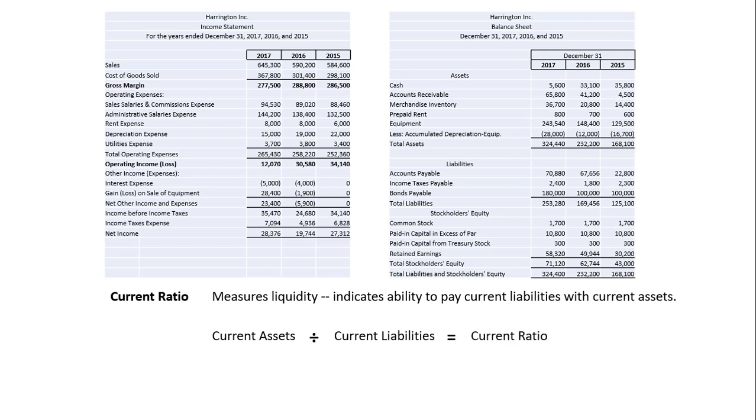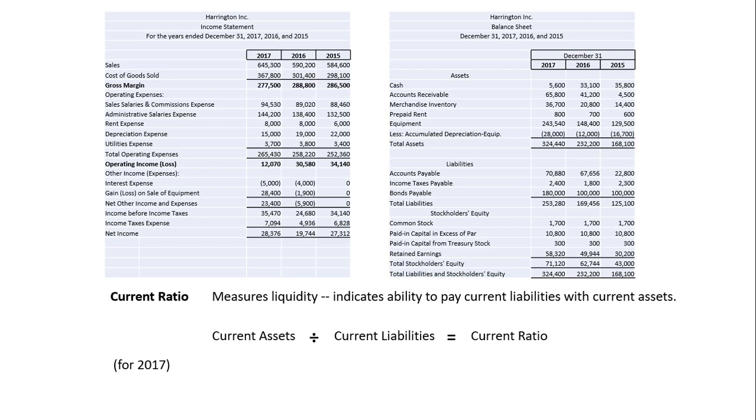Which financial statement reports assets and liabilities? The balance sheet. If we had a classified balance sheet, our job would be simple. We'd pick up the numbers from the total current assets and total current liabilities lines, but you are not so lucky. We don't have a classified balance sheet for Harrington, so we have to go through the assets line by line to find the current assets. Then we'll have to do the same in the liabilities section.